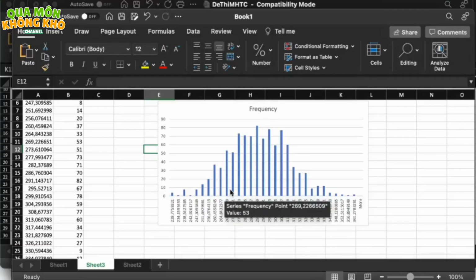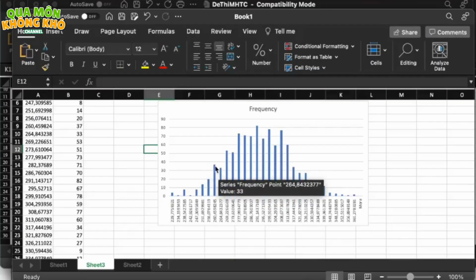Nguyên tắc tính đó nãy chúng ta cũng đã làm rồi. Chúng ta tính ra z, và từ z đó chúng ta dùng hàm có sẵn trong Excel là hàm norm.s.dist, thì chúng ta sẽ tính ra diện tích từ trừ vô cực cho tới điểm value đó, cái specific value mà chúng ta muốn so sánh. Nó tương ứng với diện tích của những cái bar này, những cái cột này trong biểu đồ histogram.